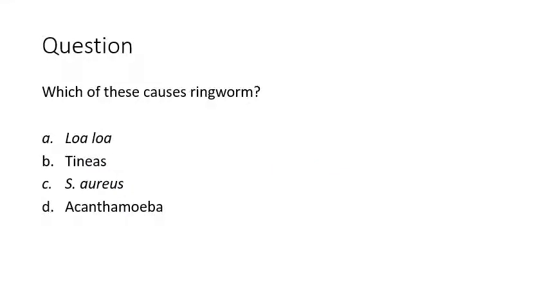Okay, so just a quick question here. Which one of these is going to cause ringworm? Think about what ringworm is and what you think causes it. All right, so your answer here is going to be tinea. Ringworm, even though it's got the name worm in it, is actually a fungal infection. So it's caused by tinea.